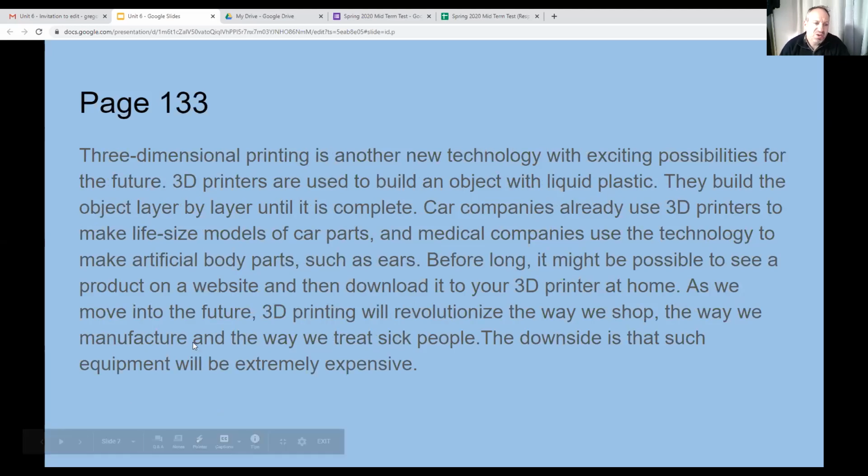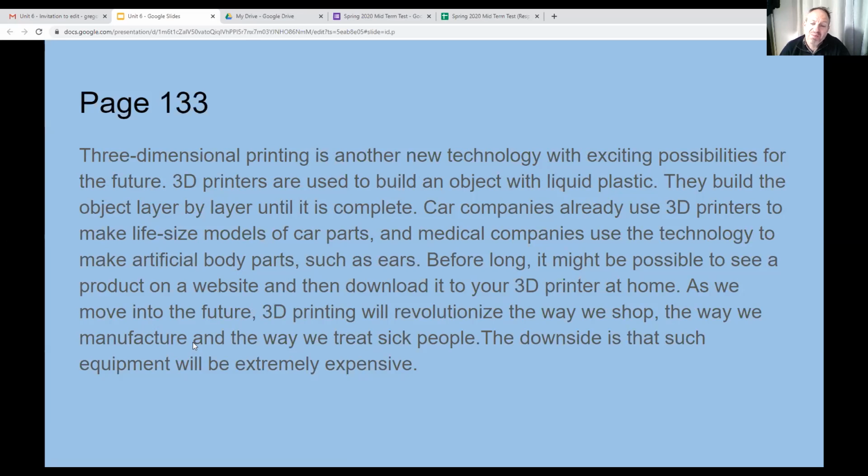Okay, continuing. 3-dimensional printing is another new technology with exciting possibilities for the future. 3D printers are used to build an object with liquid plastic. They build the object layer by layer until it is complete. Car companies already use 3D printers to make life-size models of car parts, and medical companies use the technology to make artificial body parts, such as ears.